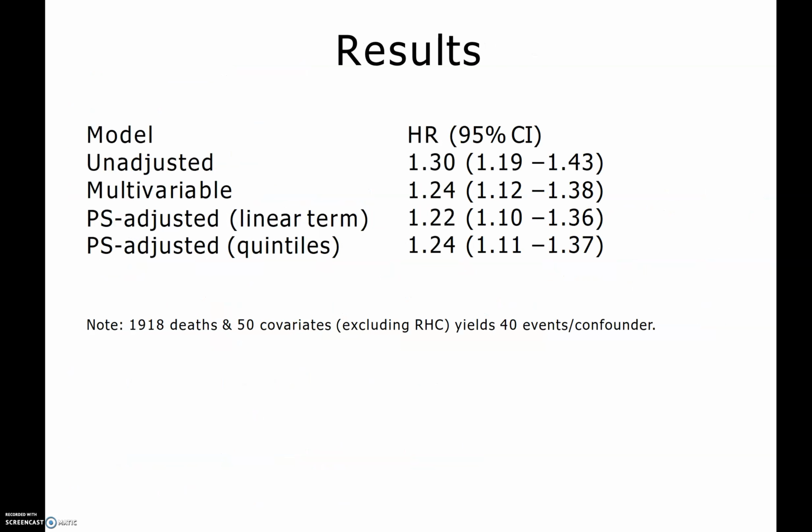So then what I like too is you get to look at all of these. Here it's hazard ratios. Since we're using a Cox proportional hazards model, they're kind of similar to a relative risk. Here we have the unadjusted model, which estimated the hazard ratio to be 1.3. After they added some covariates, it was 1.24 for the hazard ratio. The first one was without covariates. The third one was propensity score adjusted with a linear term, and it was 1.22. Then propensity score adjusted using quintiles.